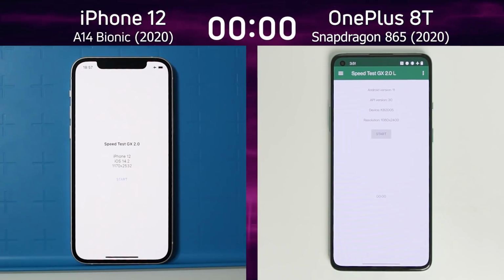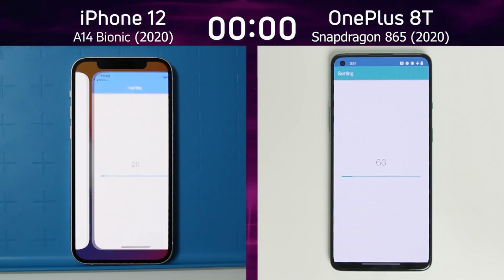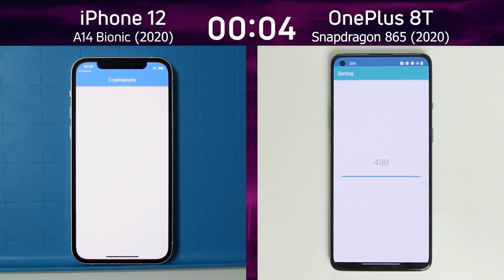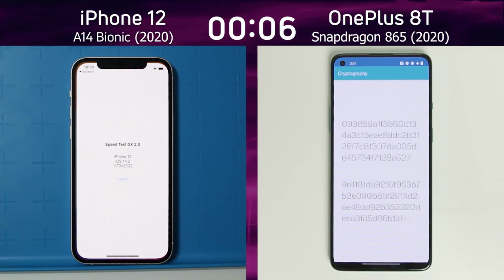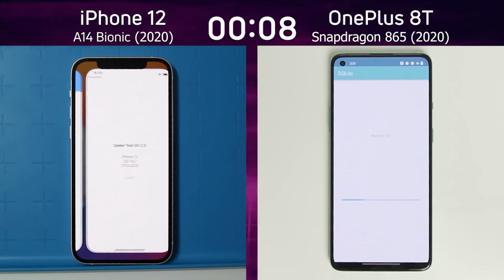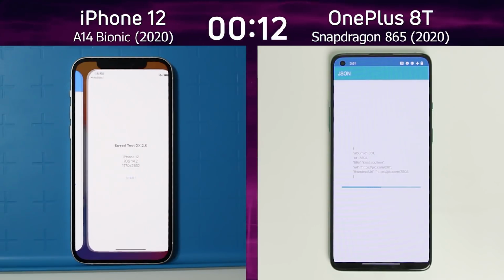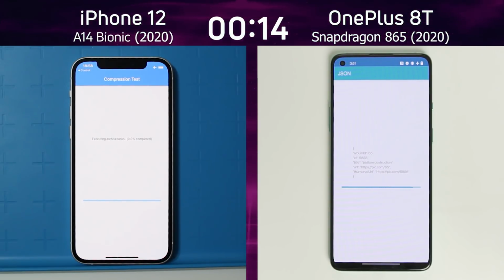Okay, so we have the iPhone 12 with the A14 Bionic on the left-hand side. We have the OnePlus 8T with the Snapdragon 865 on the right-hand side, and the test is off, and already a bit of a lead being built up there by the iPhone 12. It was the first into the cryptography test and the first into the SQLite test. Gone through the SQLite test, now into the JSON test, as the OnePlus 8T is also into the JSON test, so it's not that far behind.